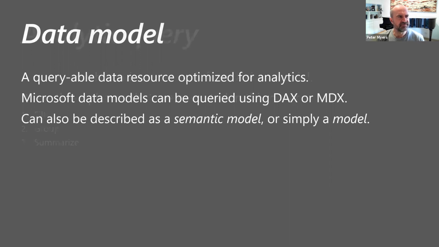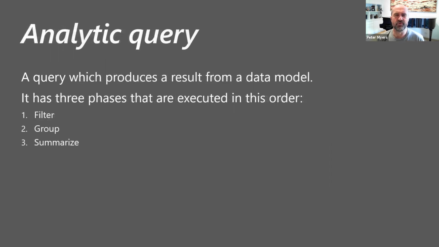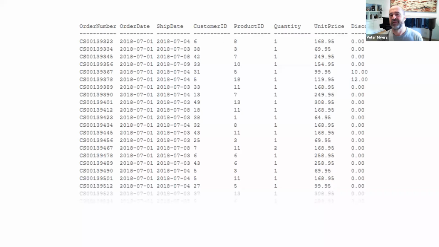Now, with a focus on how data models are queried, it's important to understand that there's this concept known as an analytic query. And in fact, it has these three phases whereby the query will filter and then group and then summarize. And that's the specialty of what Power BI does when you think about it, that every visual that you put on a report page most commonly is filtered, usually is grouped by something, and then there's some summarization that happens. So let's see by example.